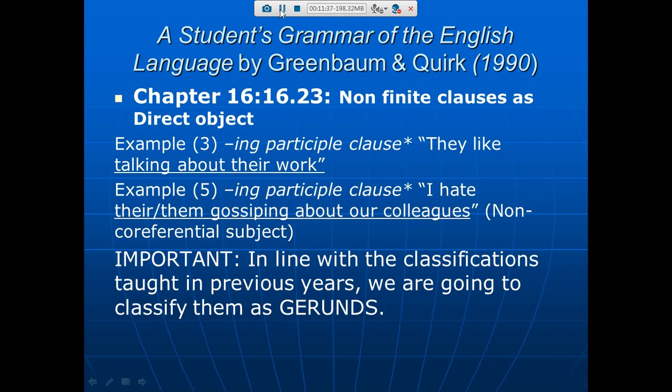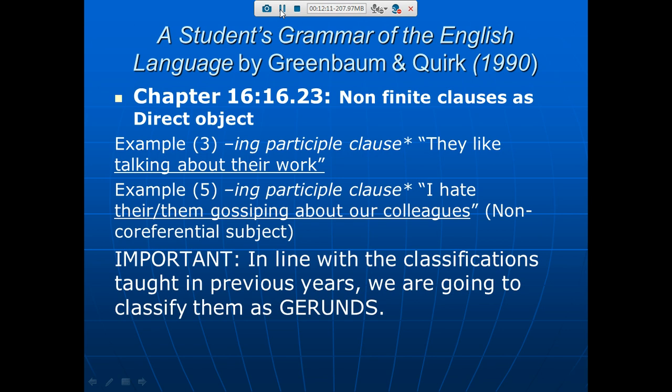Then we move on to chapter 16. In section 16.23, they speak about non-finite clauses as direct objects. Well, they give some examples, and I will concentrate on examples 3 and 5 because there's something important I want to point out. The authors speak about an ing participle clause in the case of "they like talking about their work," and also in the case of "I hate their or them gossiping about our colleagues."